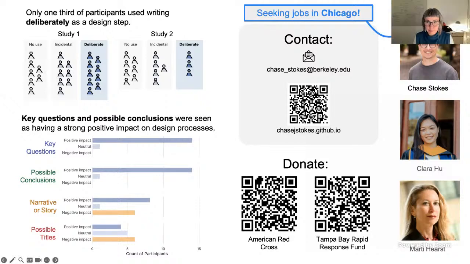I love that idea. Please do that and then write about it. One more really quick question. Is there a difference between writing and other methods of pre-reflection?